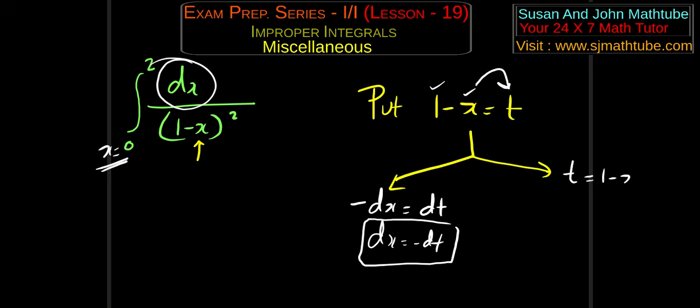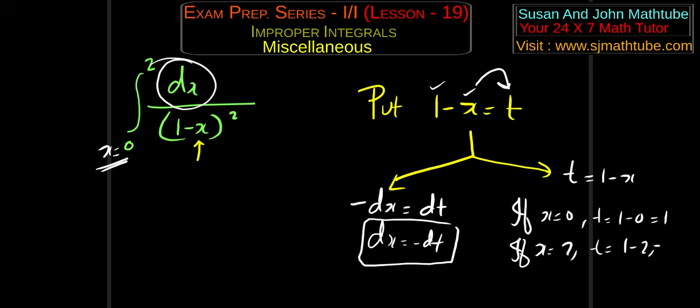So t is equal to 1 minus x. If x is equal to 0, then t will be 1 minus 0, that is 1. If x is equal to the upper limit, then t will be 1 minus 2, that is equal to minus 1. Okay, time to substitute everything.